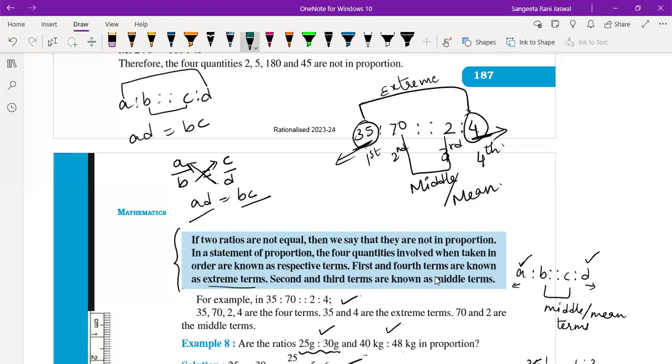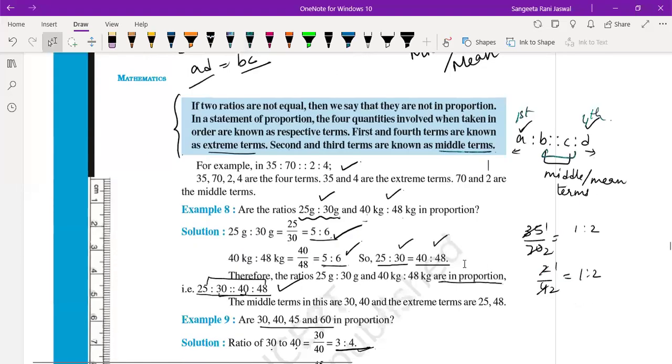In a statement of proportion, the four quantities involved, when taken in order, are known as respective terms. So the four quantities which we write like this: the first term and the fourth term are known as extreme terms. So this is the first term, this is the fourth term, known as extreme terms. Second and third are called middle terms. We call them mean terms also, we call them middle terms also.